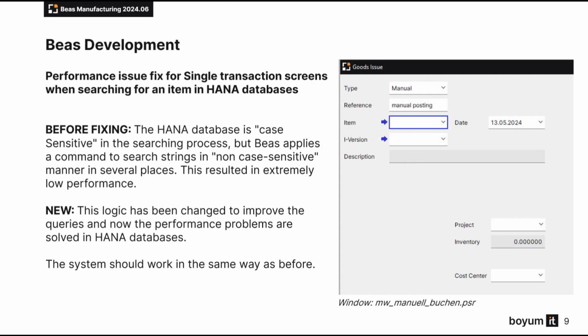The HANA database is case-sensitive in the searching process, but Beas applies a command to search strings in a non-case-sensitive manner in several places. This resulted in extremely low performance. This logic has been changed to improve the queries, and now the performance problems are solved in HANA databases. The system should work in the same way as before.